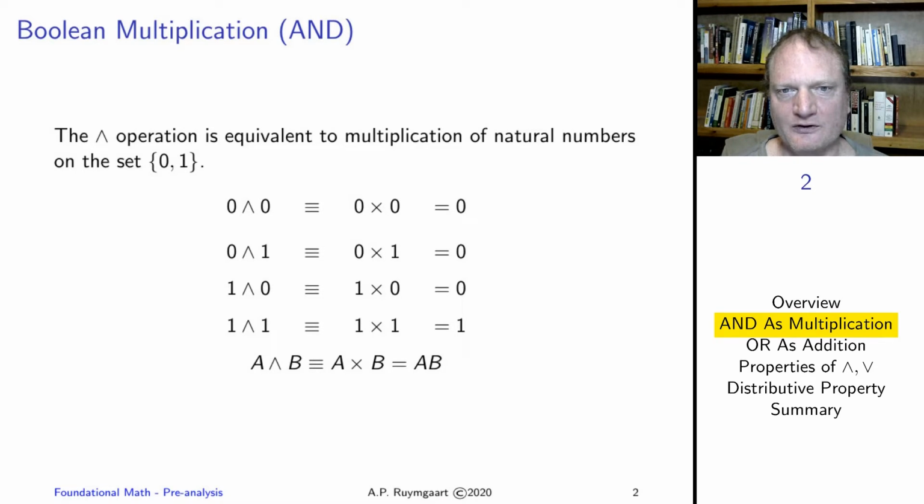0 and 0 is the same as 0 times 0 on natural numbers. The result is 0. 0 and 1 is the same as 0 times 1, just like 1 and 0 is the same as 1 times 0. Each of these equals 0. And 1 and 1 equals 1 times 1, which is 1. So we can see that the Boolean AND operation is equivalent to multiplication on natural numbers, restricting ourselves to the numbers 0 and 1.